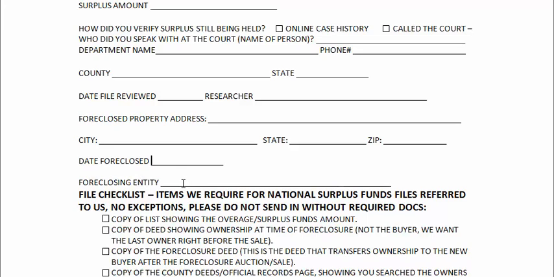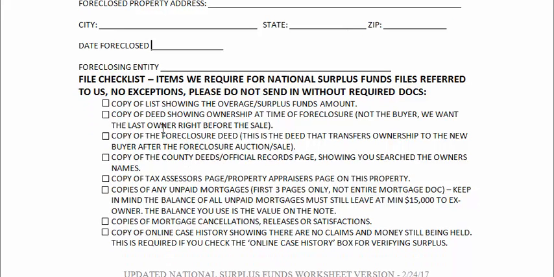Who foreclosed, guys? Was it Bank of America? Was it Nations Bank? Was it Travis County? Who foreclosed on the property?